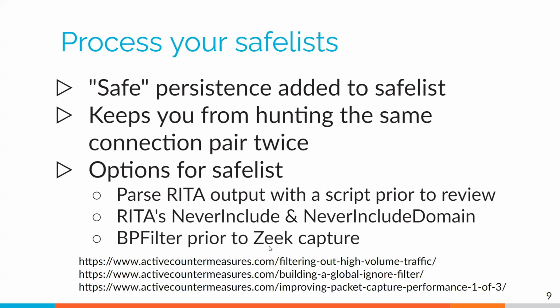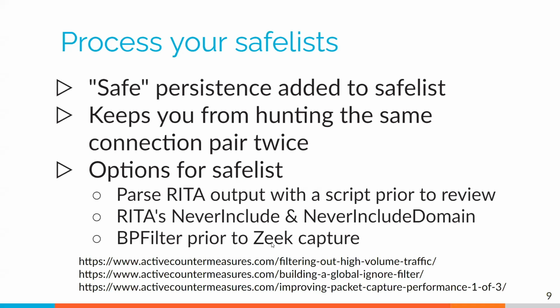BPF filters are a great way to add additional performance. I may want to do this anyway if I have a couple of gigs of a connection to the internet. That way Zeek's not capturing stuff that we wouldn't care about anyway, like broadcasts and multicasts and that type of thing. So you could go in and create BPF filters for your safe list entries, and Zeek just doesn't even process it, and that'll pick you up some speed.